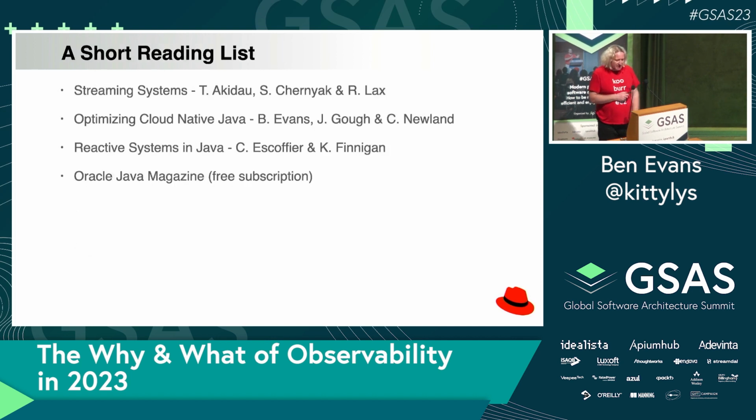There's a short reading list there, if you're interested in any of the things that I've talked about. The streaming systems book is sometimes called the Fish book. It's the Google SRE book about how they built the original versions of some of this open source stuff. It's quite a good read.